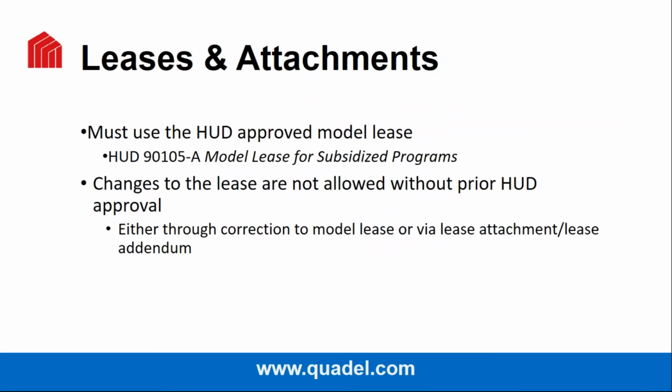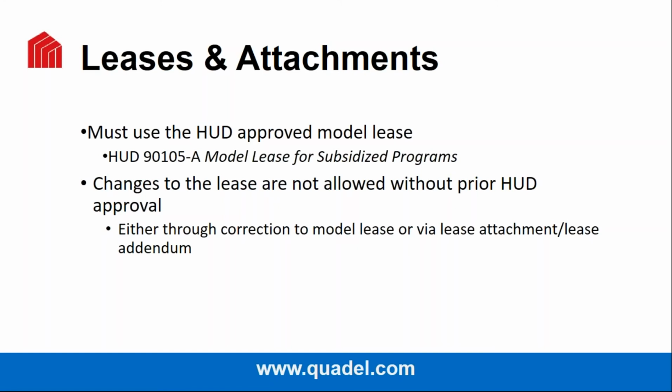On to leases and lease attachments. PHAs and owners converting under RAD-PBRA must use the HUD approved model lease agreement, and this is HUD 901-05-A. This lease is widely available from all software providers. It's available on HUD Clips or HUD's website. It's available in Word version, and it's also available in many languages to comply with limited English proficiency requirements.